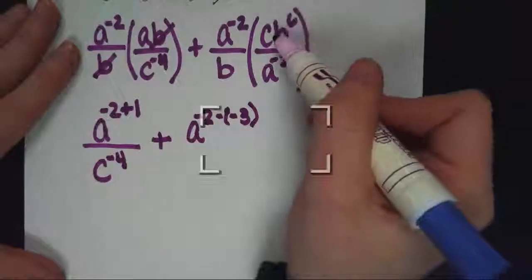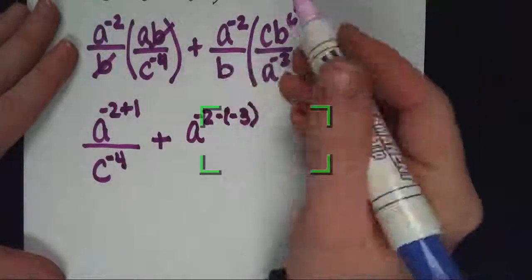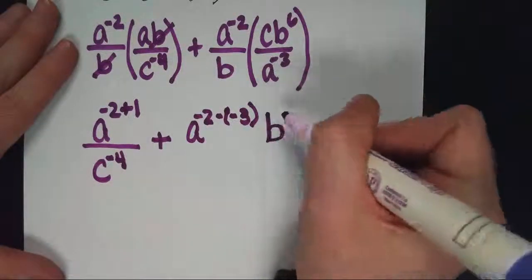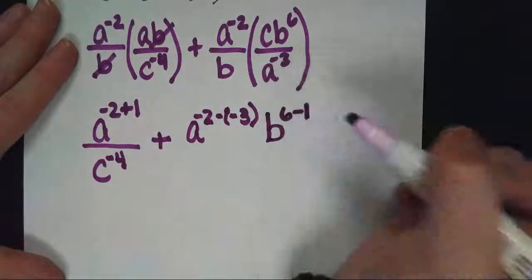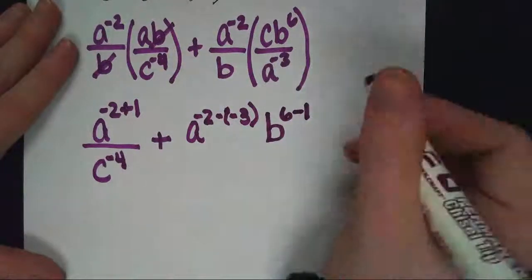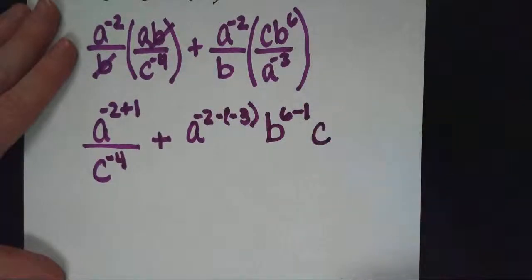Don't forget that I am subtracting a negative, so I do need both of those negative signs there. Then for my b's, I've got b to the 6th divided by b to the 1st, so I'm going to bring it to the top and subtract their exponents, 6 minus 1. And then I also have c to the positive 1st.